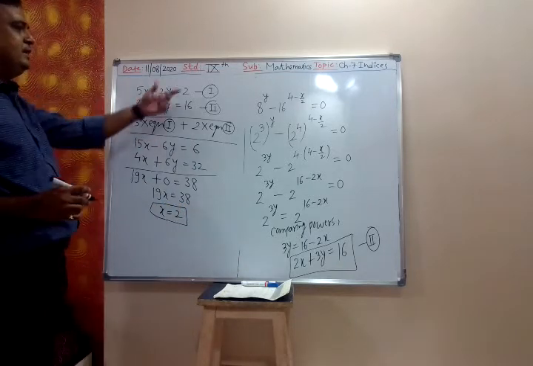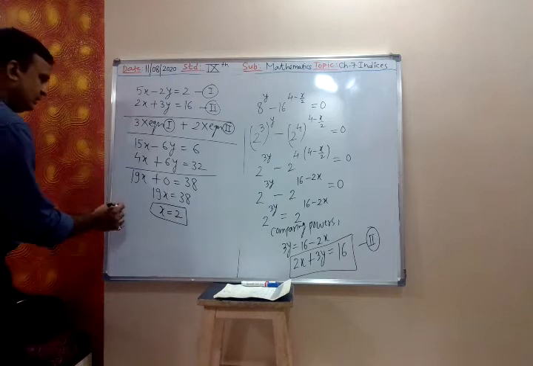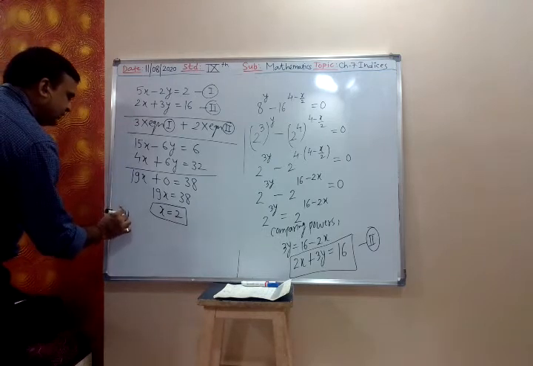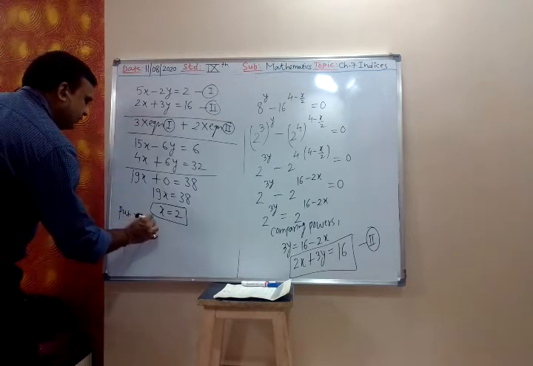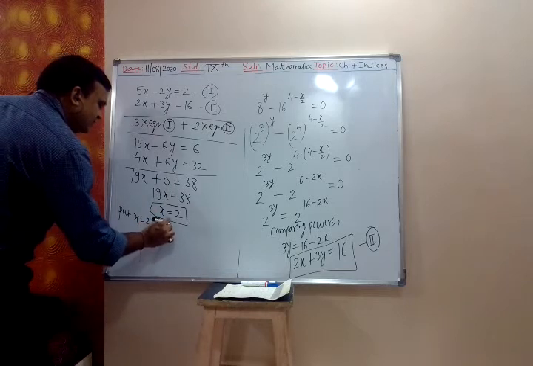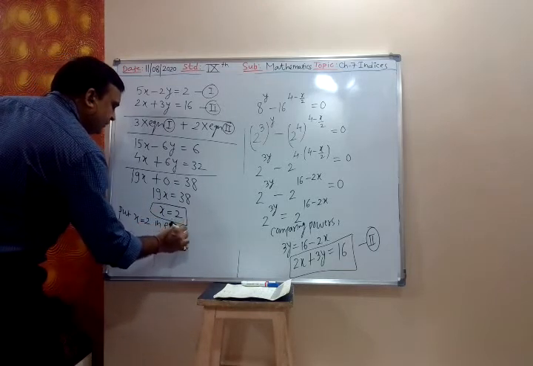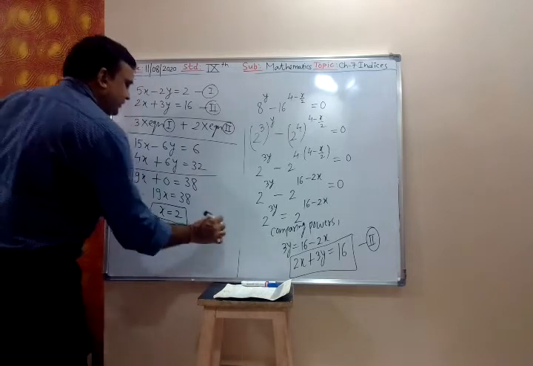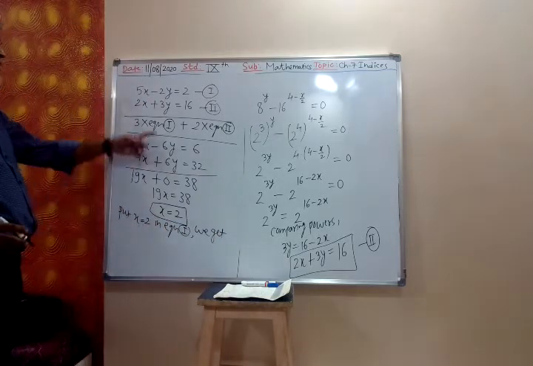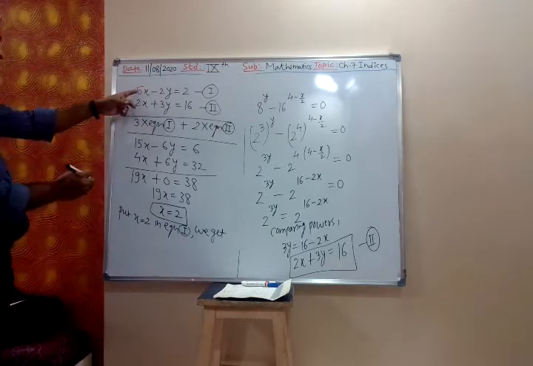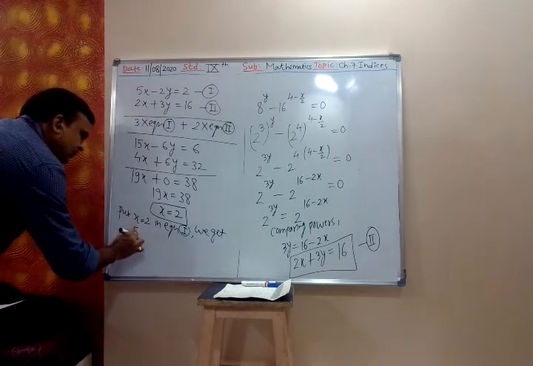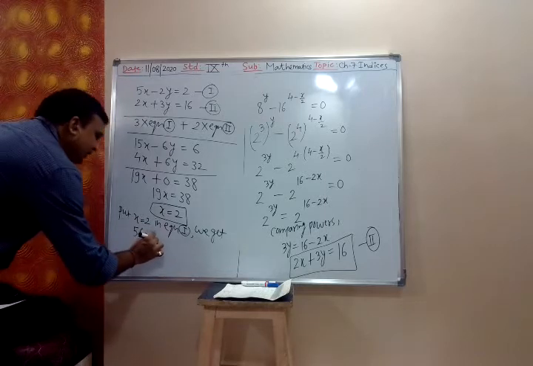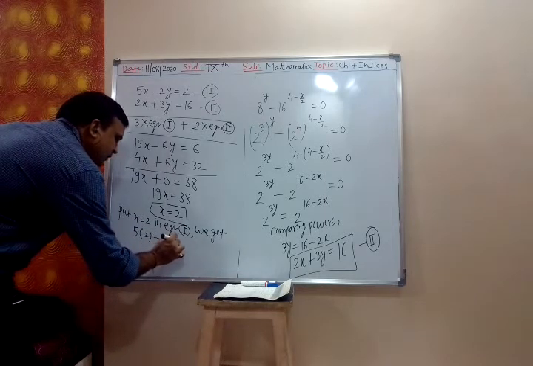Now put the value of x in equation 1 or equation 2. Anyone? Put x is equal to 2 in equation 1. We get x is 2, so 5 into 2 minus 2y is equal to 2.